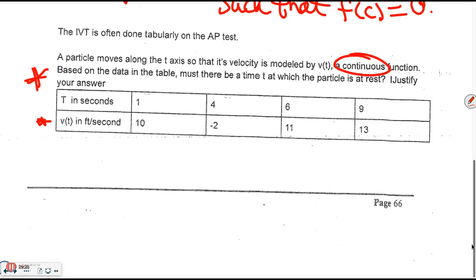If the function's continuous. What do you think? What does your gut tell you? What do you think, Ava? Did it have to hit 0 if it went from 10 to -2 to 11 to 13 continuously? What do you think? Yes. A minimum of how many times? 2. It could have done more, right?